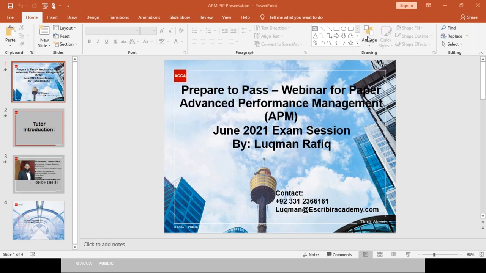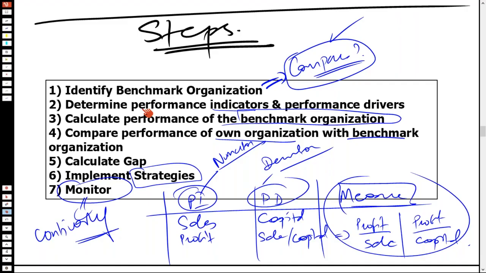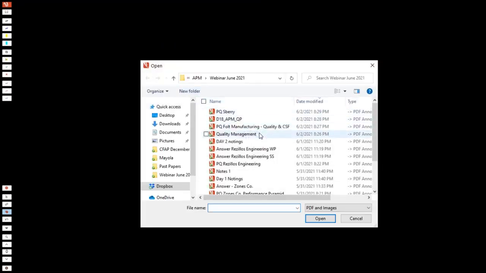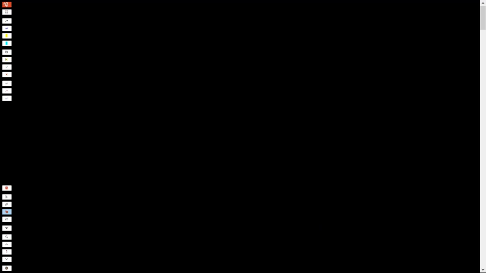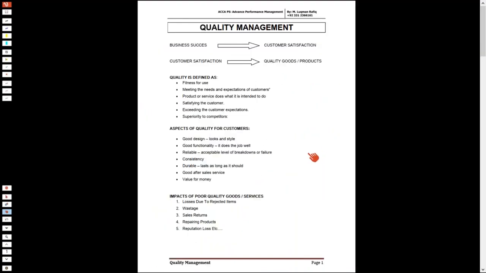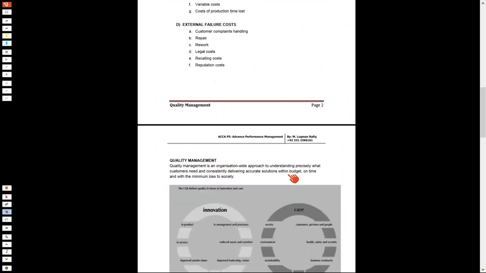Okay, now let's just start off. I'm now going to start off because I think there is nobody having any other questions. So I think I should move forward and discuss things now. The topic that I'm going to start with is termed quality management. You have this topic of quality management in front of you.